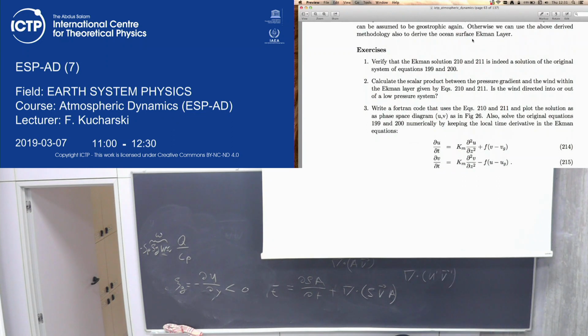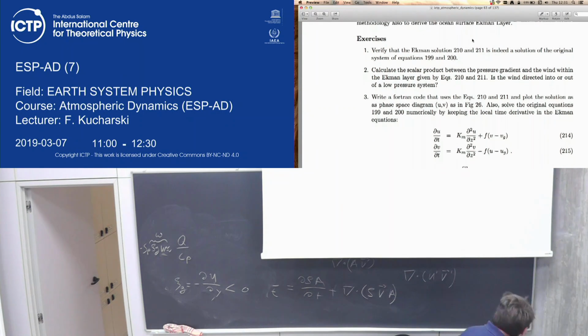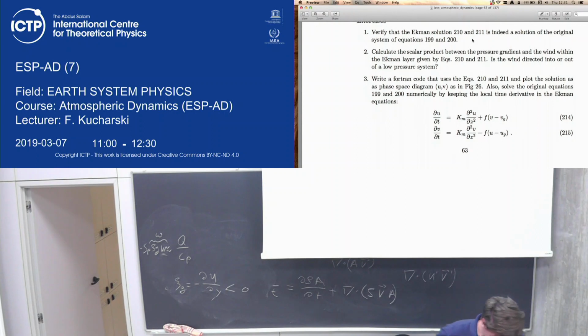Okay, the first two are just verifying things from the lecture, showing the solutions. But exercise 3 is quite a nice one. You should compare a numerical solution of these equations here with the analytical solutions that we have derived in the lecture. So now we go back and say, okay, let's say the time derivative is not 0, but we want to solve this equation in time.